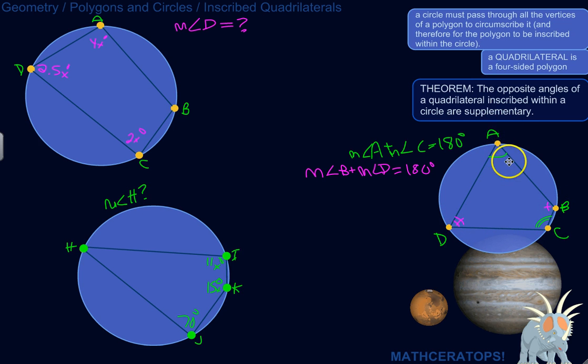It's inscribed within a circle because the four corners or vertices of the quadrilateral are all on the circle, right? So the quadrilateral is completely within the circle, and it's touching the circle at all four vertices. Okay, and then the opposite angles.